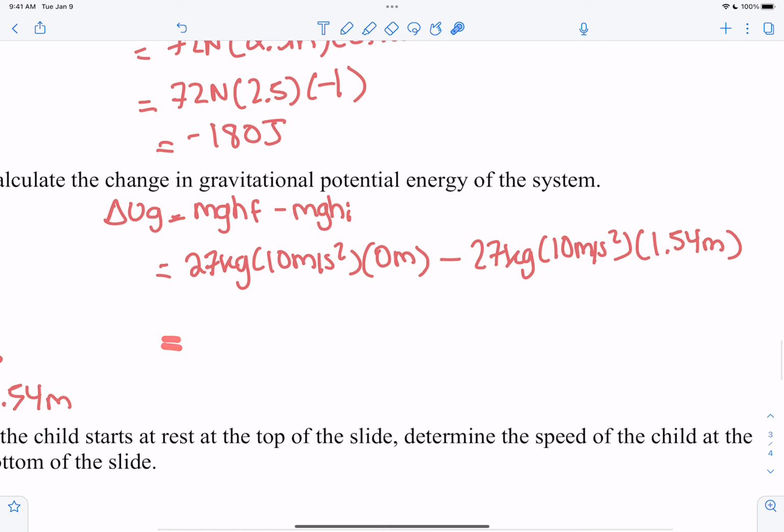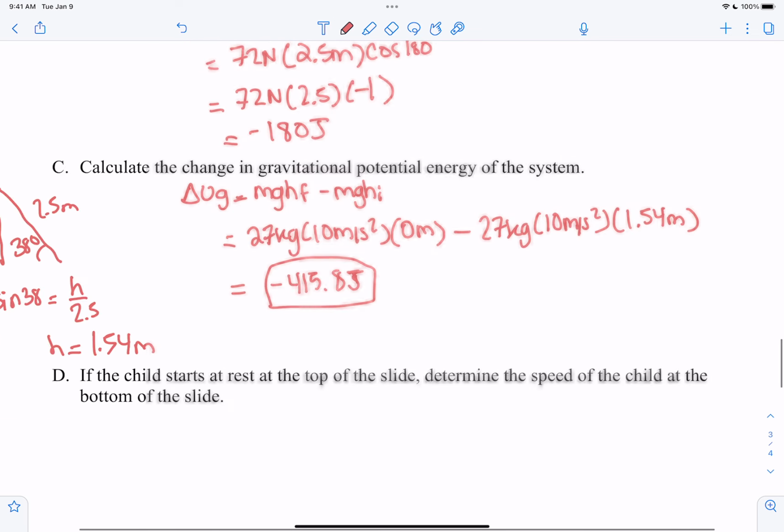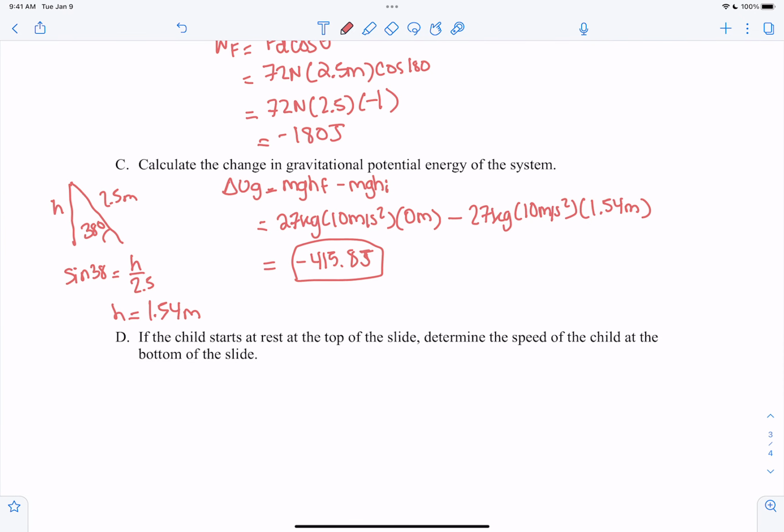So if we calculate this out, then you should get around negative 415.8 joules, I think. Right? That's about what I got for part C. Sound good? Okay.